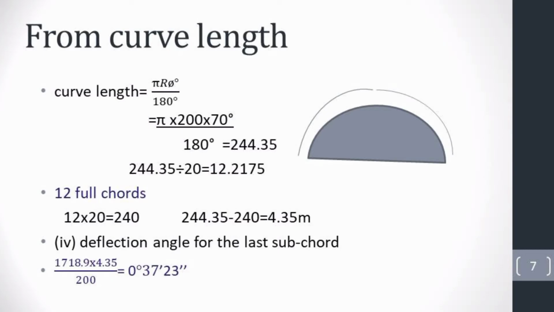The formula used earlier, yeah, that formula for the deflection angle method, that is 1718.9 multiplied by the last subchord, which we have gotten there as 4.35, divided by r, which is 200 meters. Then that formula is in minutes, so you go ahead after calculation, you divide it by 60, and our answer becomes 0 degrees 37 minutes and 23 seconds. So that is what I did.